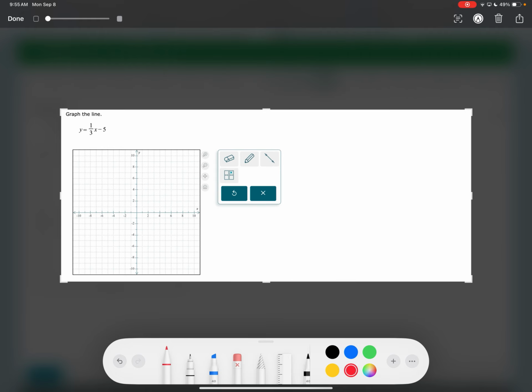So y equals 1/3 x minus 5. I'll write it here so it's a little bigger. So this is like y equals mx plus b. It's already in y equals mx plus b. My m is my slope. That is 1/3. Okay? That's an answer on your test question. What is your slope? So it's 1/3.